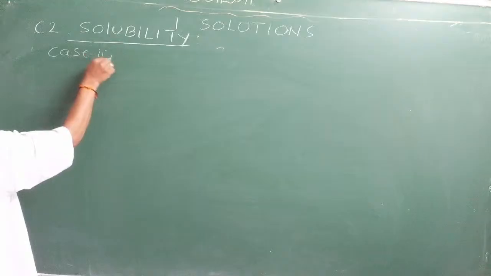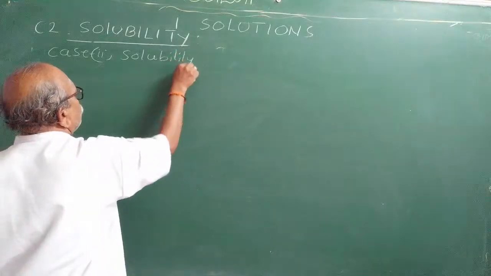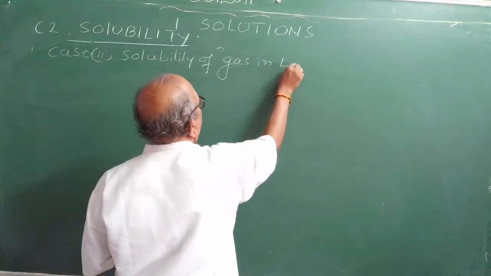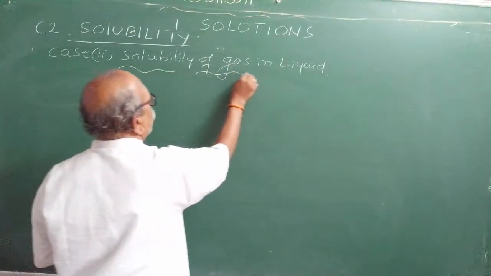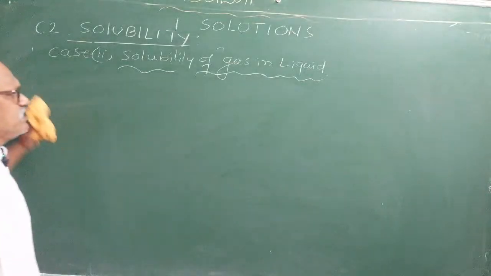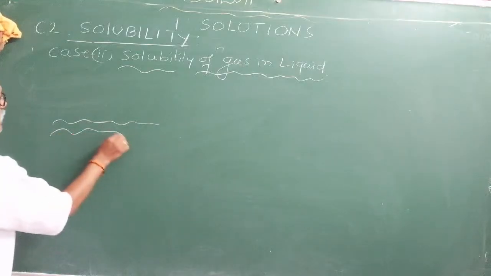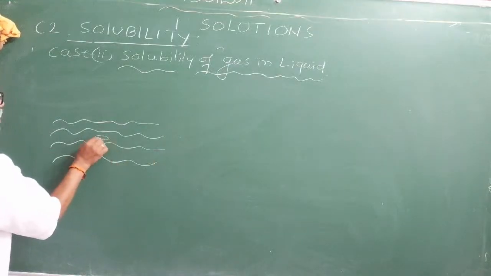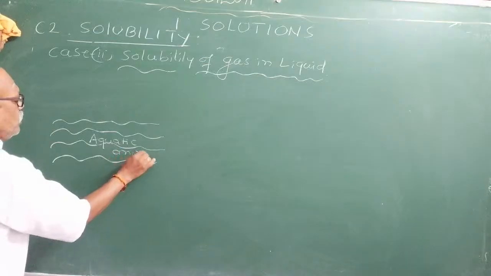Case 2 is solubility of gas in liquid. We can take two or three examples here. Take aquatic animals living under water. Suppose this is the water body and aquatic animals, like fish, are living in it.